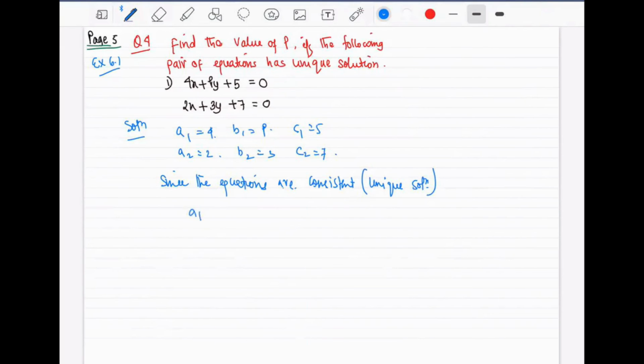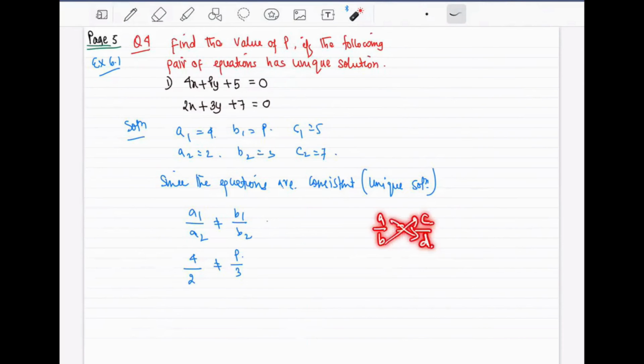So we will have a1 by a2 does not equal to b1 by b2. a1 by a2 is how much? 4 by 2 does not equal to b1 by b2, which will be b by 3. If I'm given a by b is equal to c by d, I can cross multiply them, right? We will get ad is equal to bc. But here this is not equal to. One may be greater or one may be smaller.